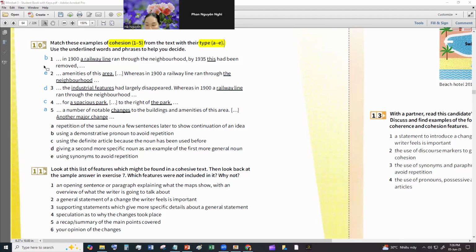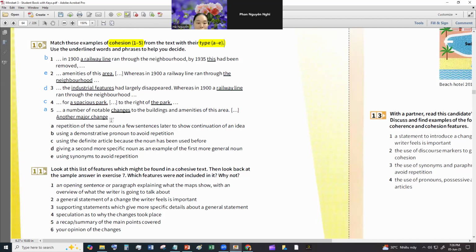All right, so as a final task for this lesson, just complete exercise 11. Look at this list of features which might be found in a cohesive text. So these are features of cohesive text. Now, which features were not included and why not? Right? So just look at the 6 features and tell me which should not be in a Task 1 writing.